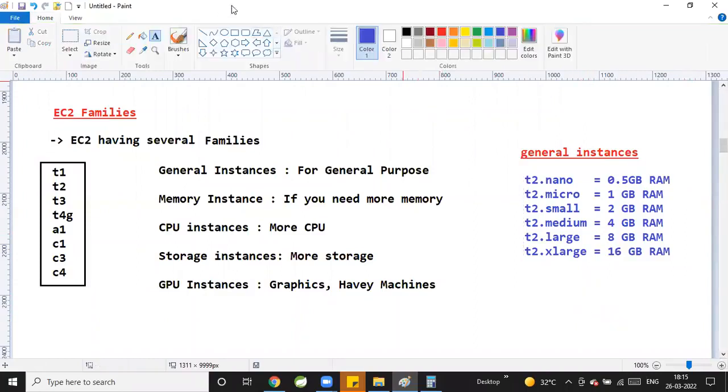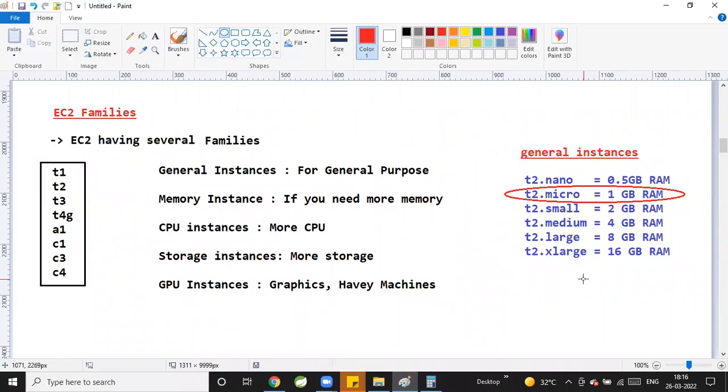Out of all these things, we are using one instance family member, which is called T2.micro. Which instance are we using, guys? T2.micro. T2.micro comes under general instance. If you go for T2.small, you get 2 GB RAM. For micro, it is giving only 1 GB RAM.